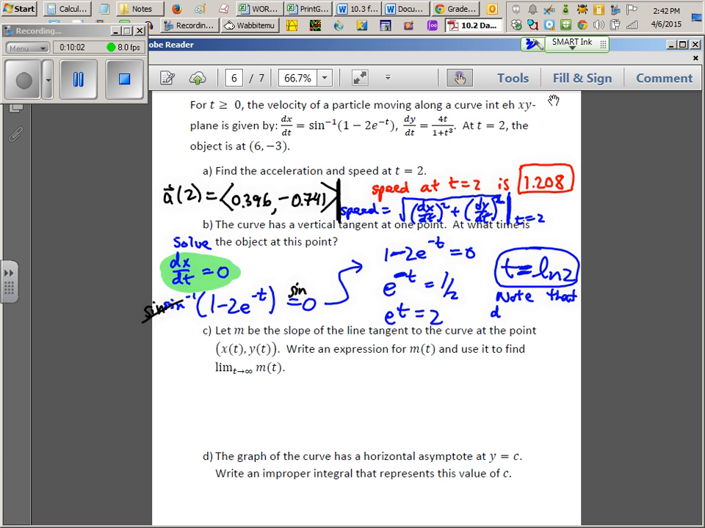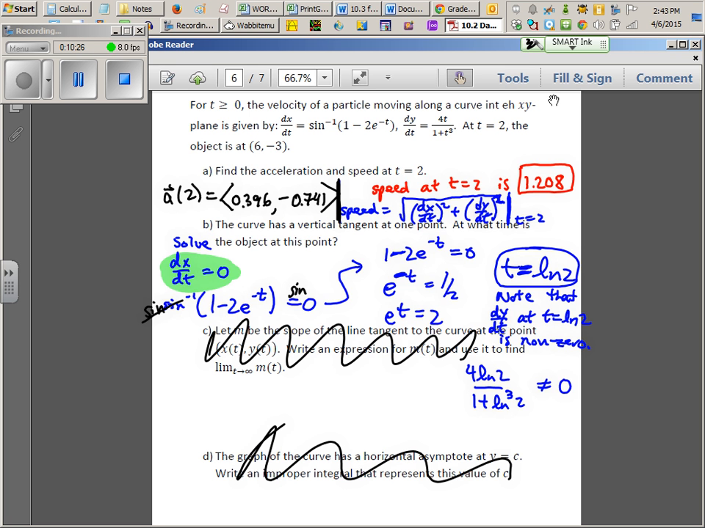Note that dy/dt at t equals ln 2 is non-zero, and I'm going to try and show that real quick. It is non-zero because it is 4 ln 2 over 1 plus (ln 2)^3, which is non-zero. So I'm going to state that it is non-zero. I think it's important to my argument on this problem. If I'm going to be saying that this point is a point of vertical tangency, I need to prove that it has a vertical velocity at that instant. Okay, that's a little subtle, but it seems necessary to me.